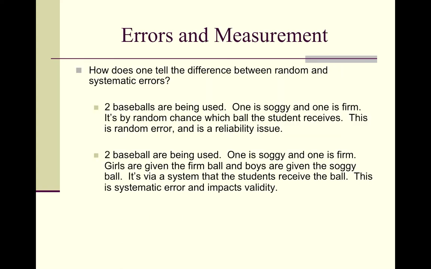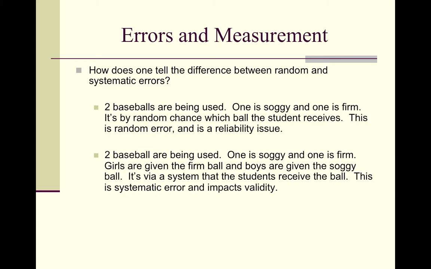Guys, errors in measurement. How does one tell the difference between random and systematic errors? Well, let's think about the baseball. Let's assume two baseballs are being used, and one is kind of soggy and one is very firm. If the administrator just randomly selects the ball that the student receives, then this is a random error because the ball was selected randomly. This would be a reliability issue. However, let's say again two baseballs are being used, one soggy, one firm, but all girls are given the firm ball and all boys are given the soggy ball. Well, this is not a random error.